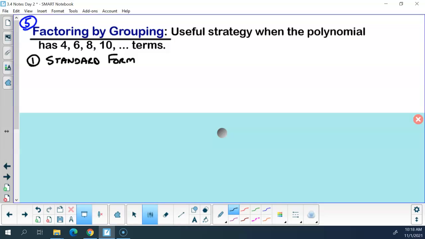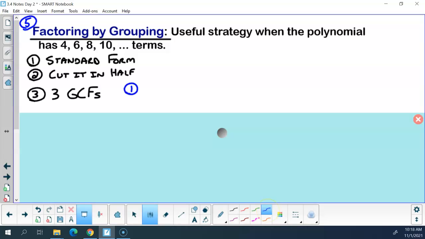The second thing you're going to do is cut it in half, which is why you have to have an even number of terms. Because if you're going to cut it in half, you've got to have the same amount of terms on both halves. And then from there, you're going to do 3 greatest common factors. The first one, you are going to greatest common factor the left half. The second one, you're going to greatest common factor the right half.